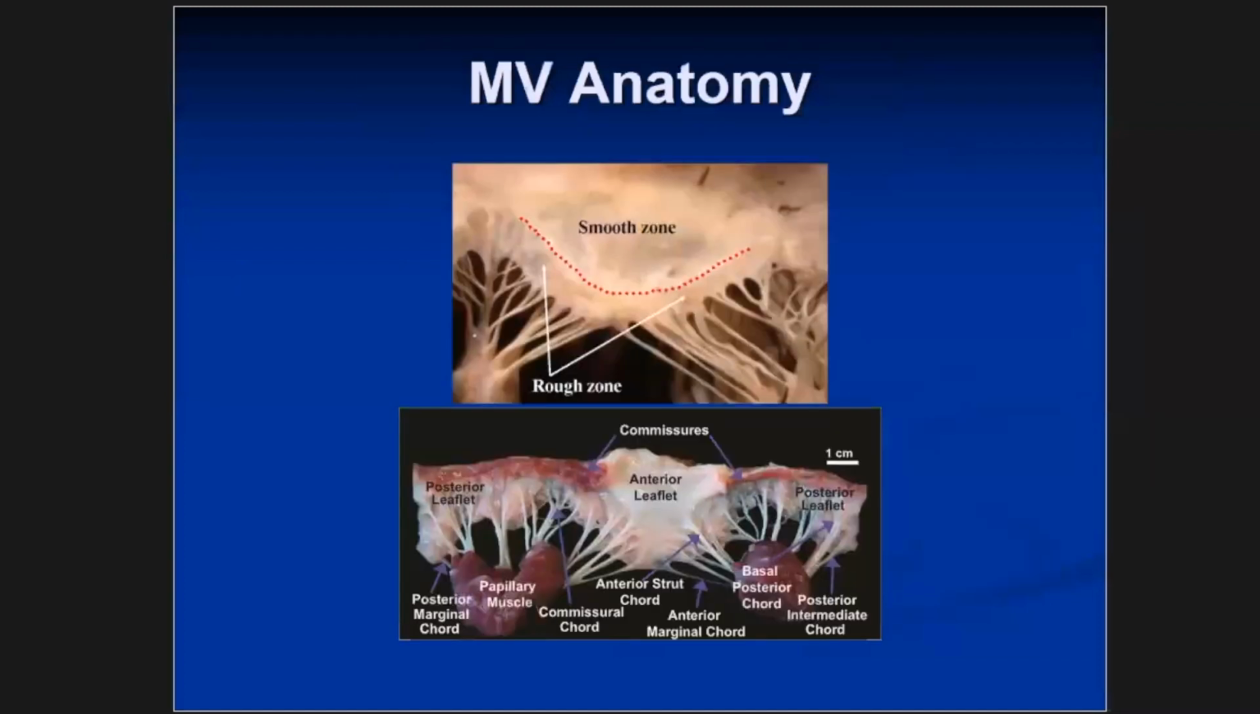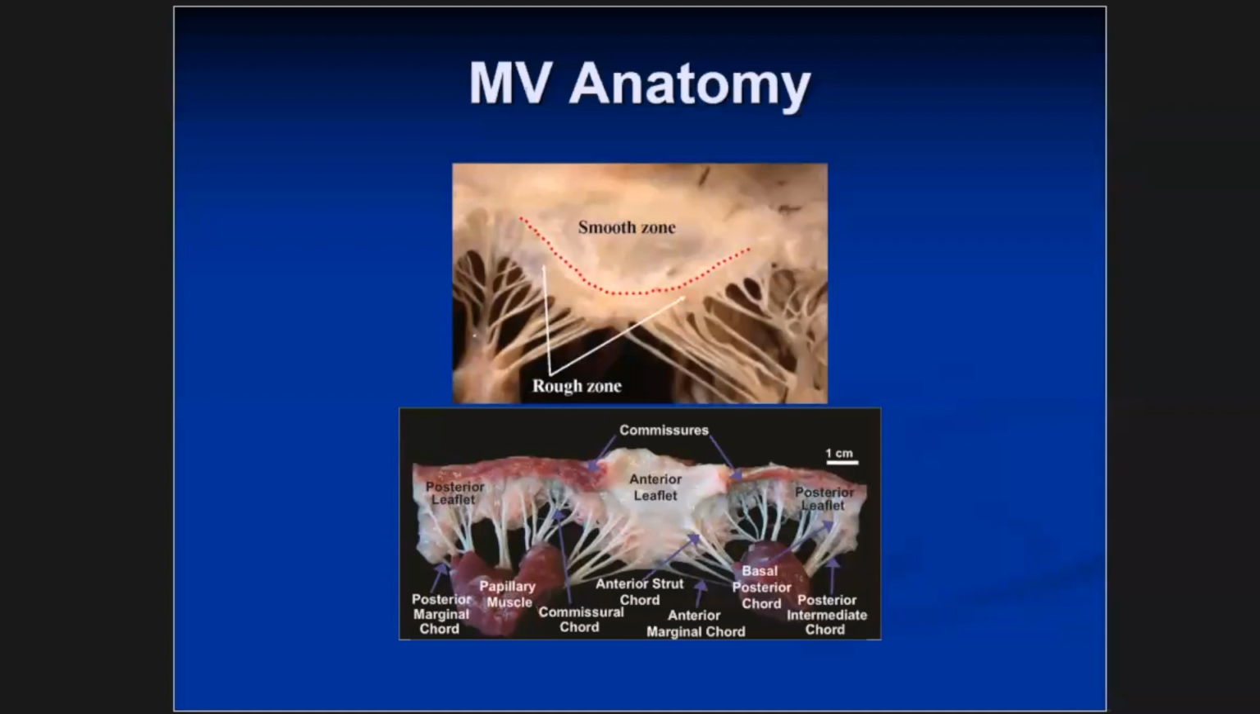And then when we're talking about the valve itself, it is not uniform. There's an image above of the anterior leaflet of the mitral valve. The smooth zone is the surface of the valve, but the rough zone is the coaptation between the anterior and posterior leaflet, and the dashed line is representing the coaptation line, which will become important when we talk about neocords.